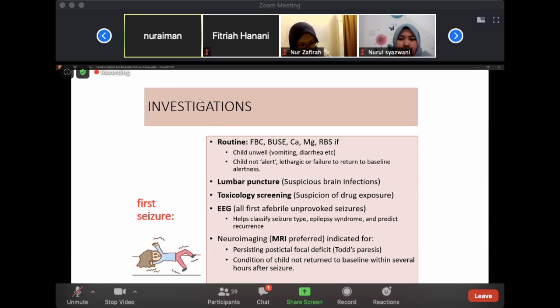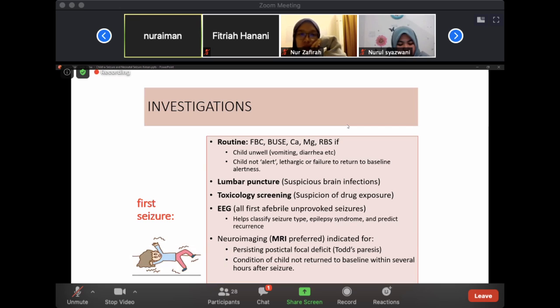For investigation, these are according to pediatric protocol. The first one is if the child presents with first seizure. So we do routine full blood count, profile, calcium, magnesium, and blood sugar. If the child is unwell and presented with vomiting, diarrhea, etc., and also if the child is not alert, lethargic, or fails to return to baseline alertness, then lumbar puncture is indicated if we suspect the child has brain infection.